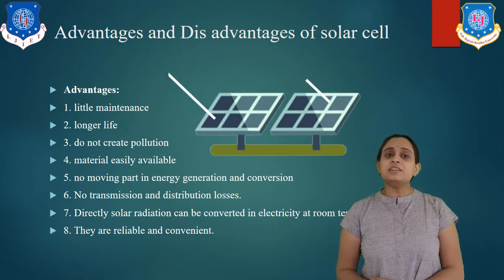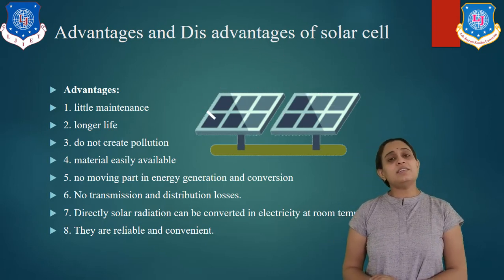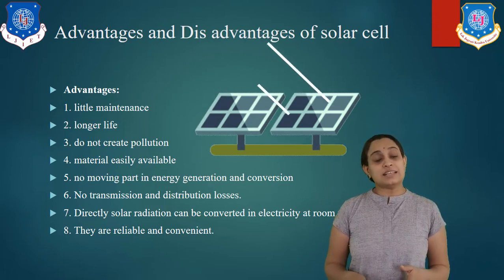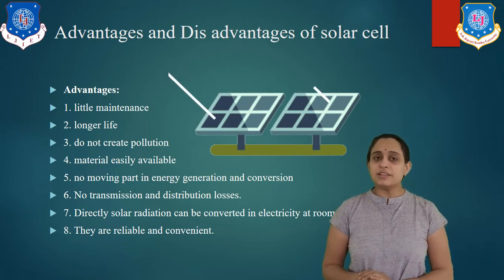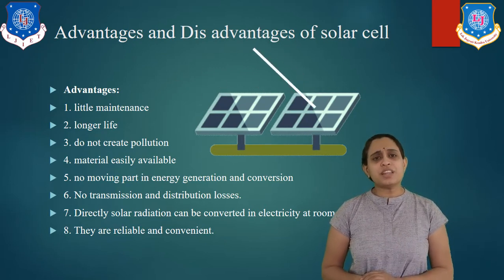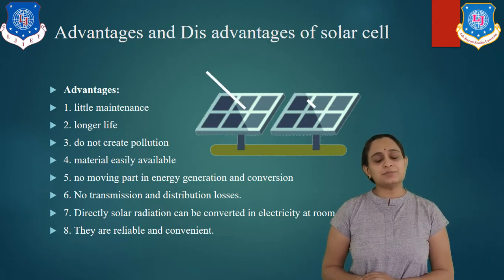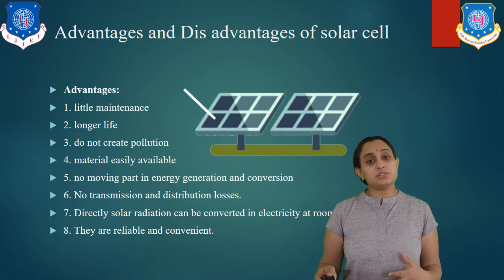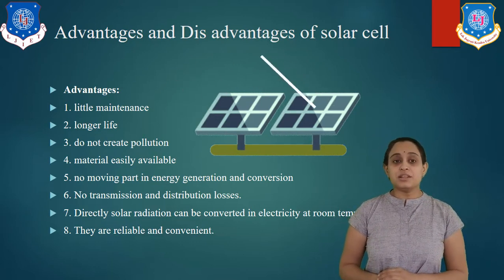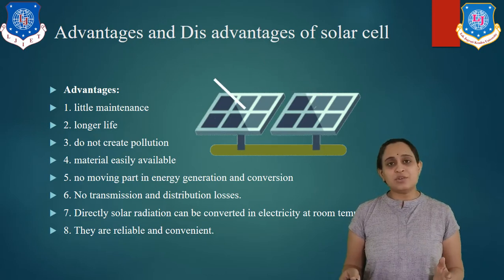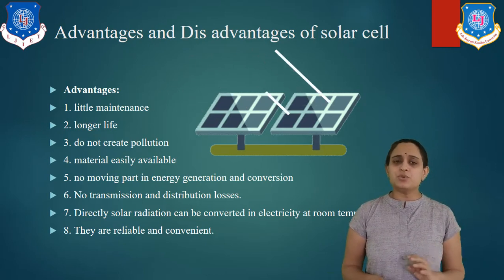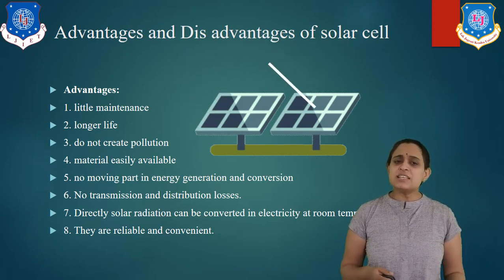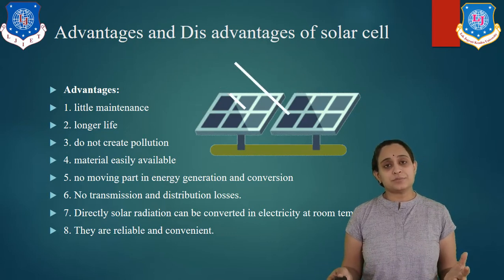So now let us move to advantages and disadvantages of solar cell. The advantages of the solar cells are: first, they need little maintenance. So we require very less maintenance for the solar cell. Second, they have longer life, approximately 20 years or even more. Number 3, they do not create pollution at all, as we all know. Number 4, they are made from semiconducting materials which are easily available in large quantity.